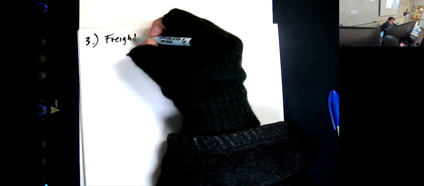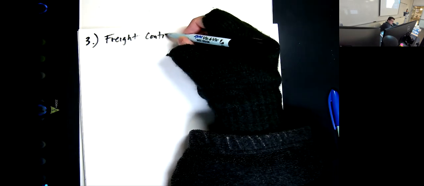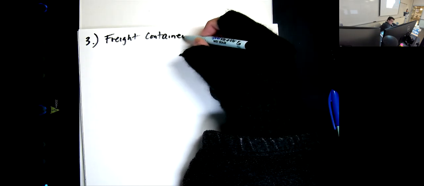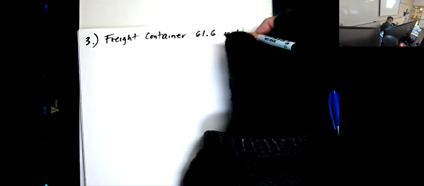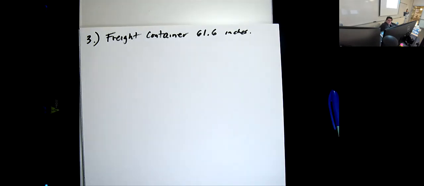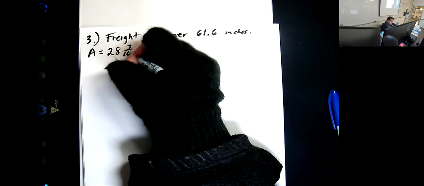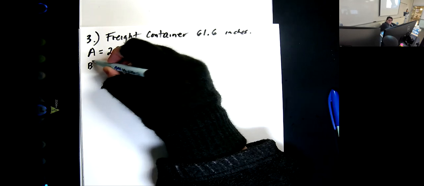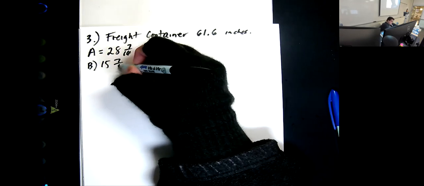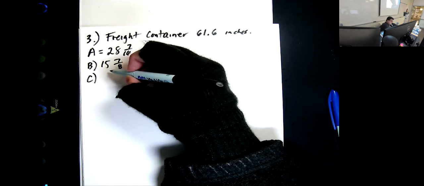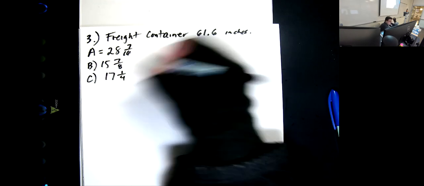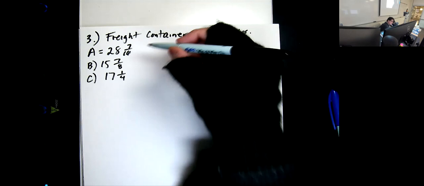Number 3. All right, so a freight container is 61.6 inches. And we have 3 boxes that have widths. Box A has a width of 28 7/16. Box B has a width of 15 7/8. Box C has a width of 17 1/4. And we want to see if they'll all fit.